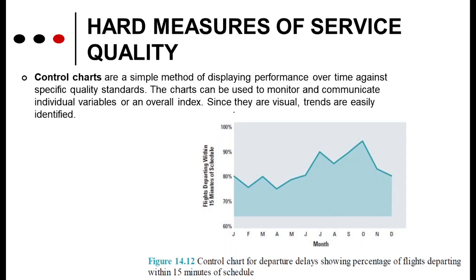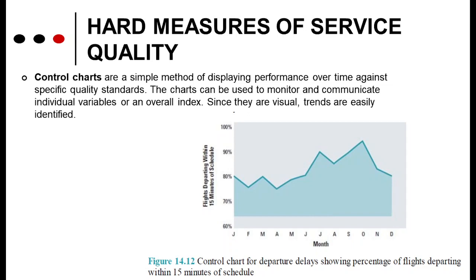Let's look at one example. Let's look at the flight example which is shown here. This is a control chart for departure delay showing the percentage of flights departing within 15 minutes of schedule. So how many flights have left within 15 minutes of schedule, for each month from January, February, March till December.